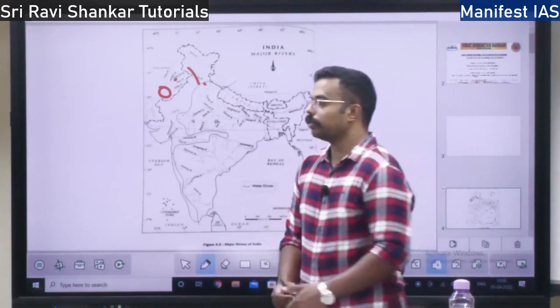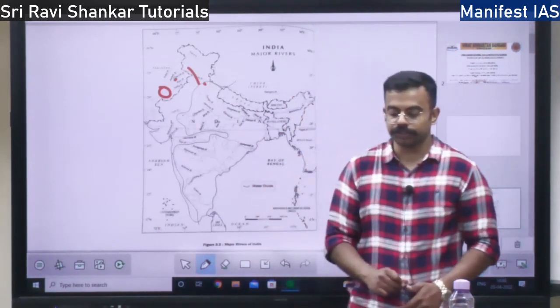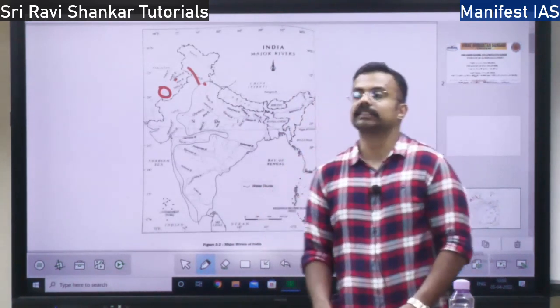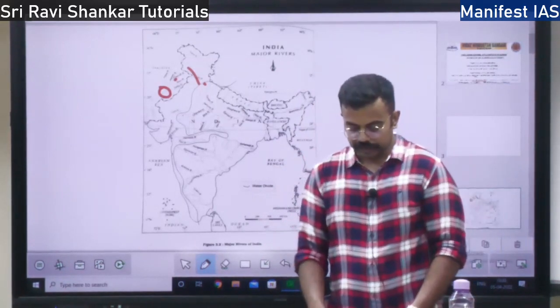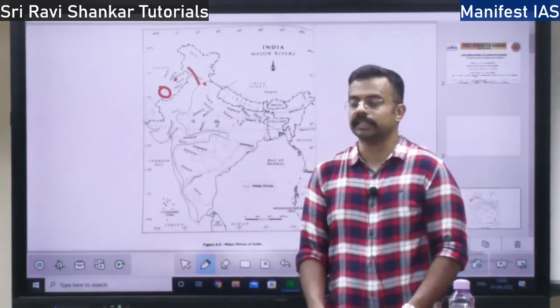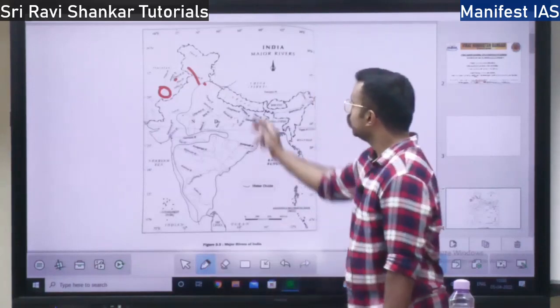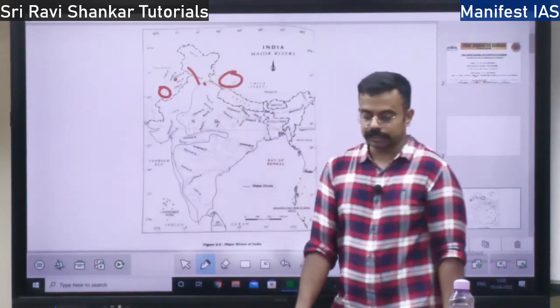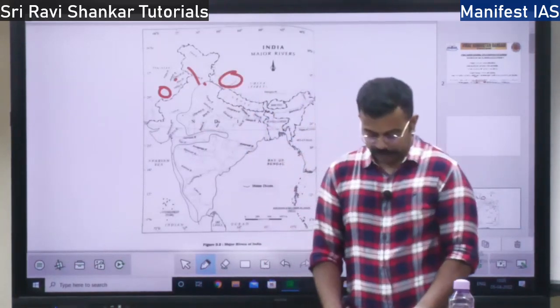So next we will talk about the Sutlej River. Where does it originate? It originates at Rakshastal, in the Manas Sarovar region, right? In the Tibet region it originates.